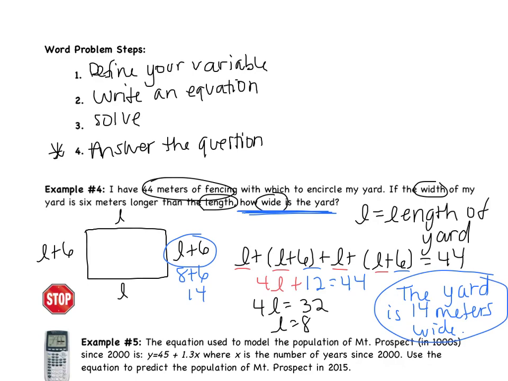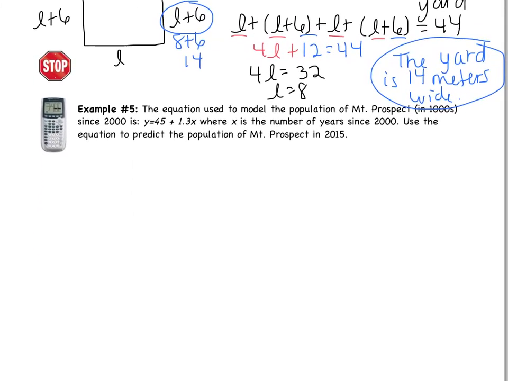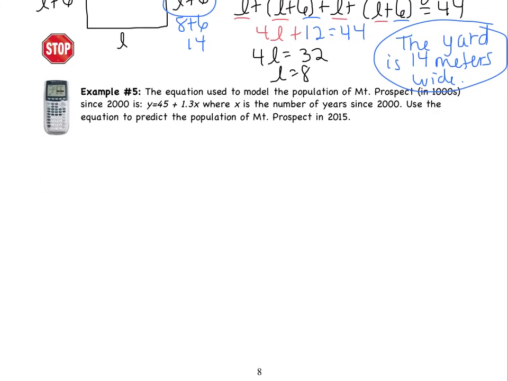Okay, moving on to our last example. Example 5, you are going to do on your own. Pause the video, try this one on your own. You need to define a variable. You already have an equation. You need to solve, and then you need to write a sentence answering the question. You may use a calculator on this one. So pause, come back when you're finished, please.